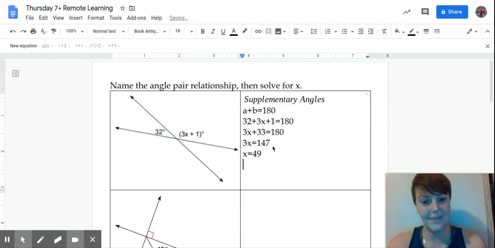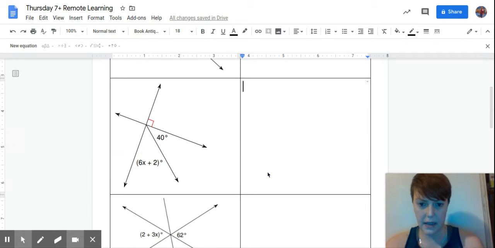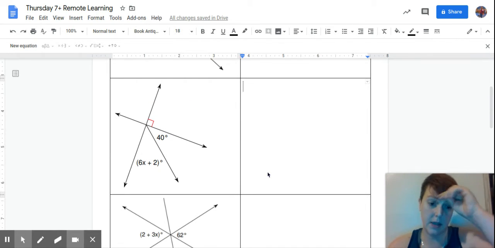Ta-da! Now, in some of your questions today, it may ask you to determine what the actual measure of the angle is, and that's not too hard. If we're looking for the angle, we take this number and plug it in back here. So 3 times 49 is 147, plus 1, which is 148. Is 148 plus 32 really equal to 180? Well, yeah. So you may encounter that today in your process. Okay, so let's look at these.